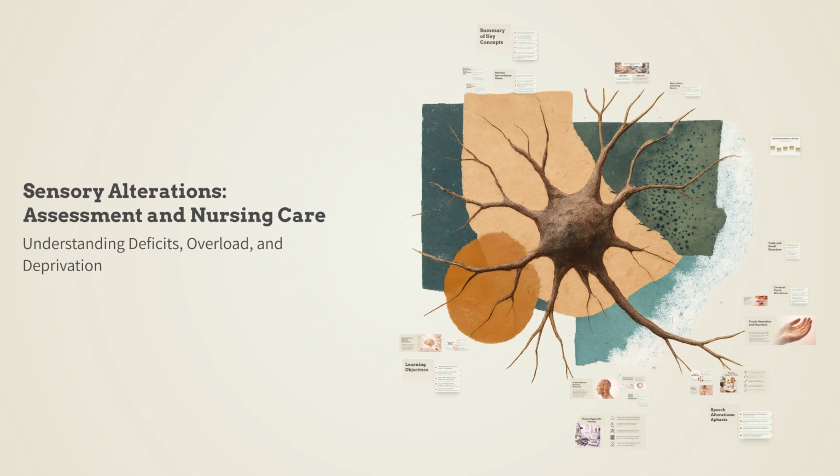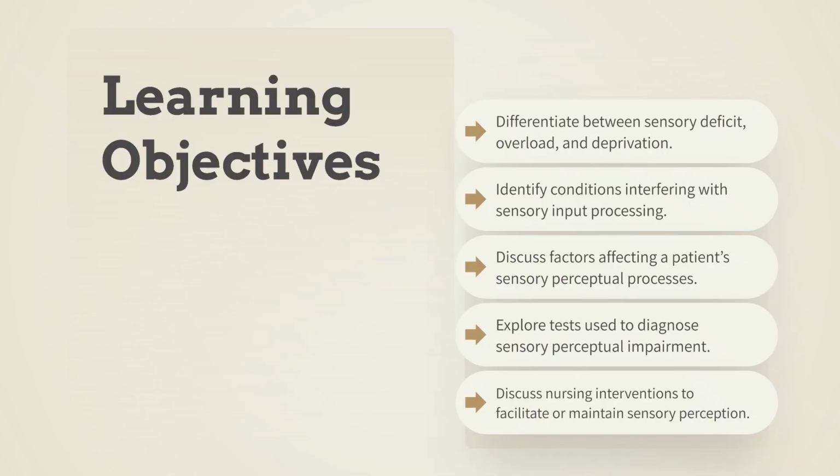Guys, today we're going to talk about sensory alterations as far as assessment and what we should be doing as nurses in order to understand deficits, overload, and deprivation. Our learning objectives are going to be to differentiate the different types of sensory alterations, whether it comes to deficits, overload, or deprivation, look at conditions that can interfere with that process, discuss factors that may affect it, and then we're going to look at the testing that can diagnose what's causing the problem and nursing interventions to facilitate or maintain that sensory perception.